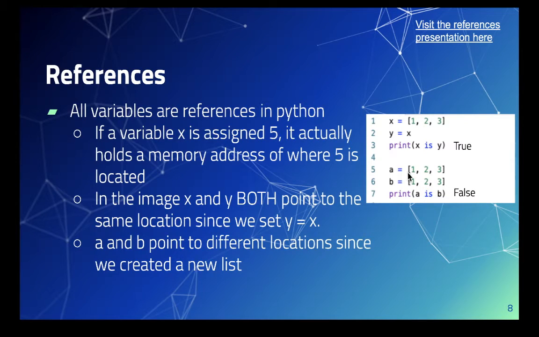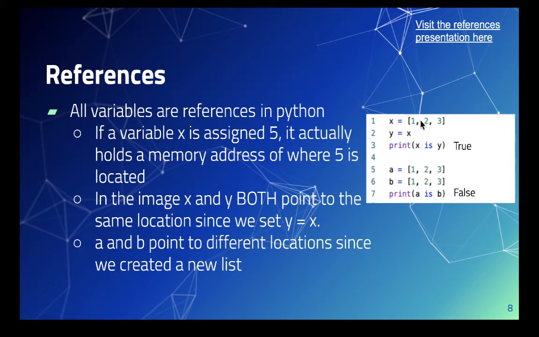A could point to A567, and B could point to Q348, for all I care. These are two different memory addresses, and therefore A is B is in fact false. So this is important to know and understand, because it can lead to a lot of bugs. You may do something like this, and then you'll realize that if you modify X, you'll actually unknowingly modify Y, because they both point to the same thing.